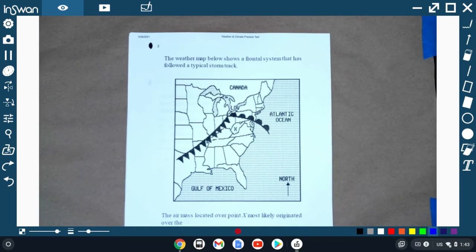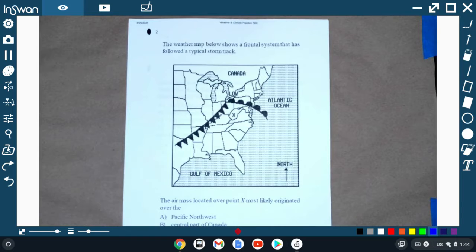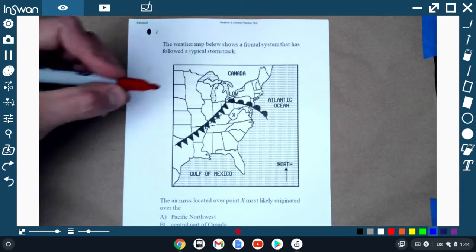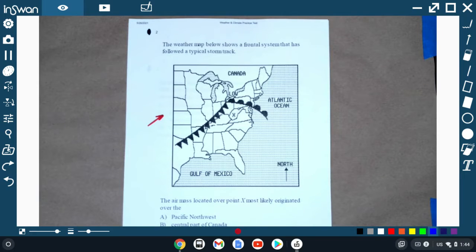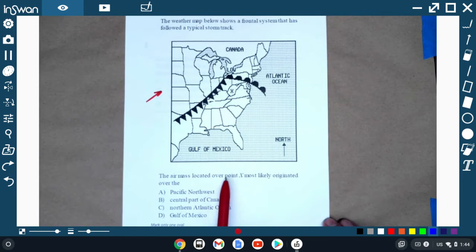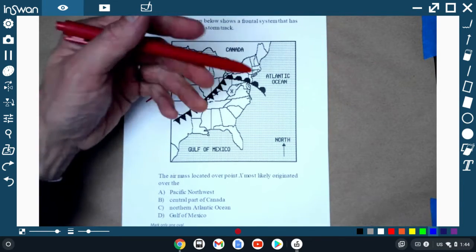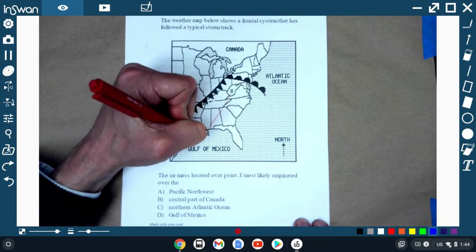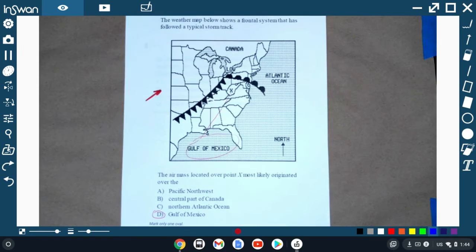Number 2, here we have a map that shows a frontal system that has followed a typical storm track. Remember that the storm tracks go from the southwest to the northeast in the United States. The question is, the air mass located over point X most likely originated over the... If we follow back where X came from, it's this area, which is the Gulf of Mexico.